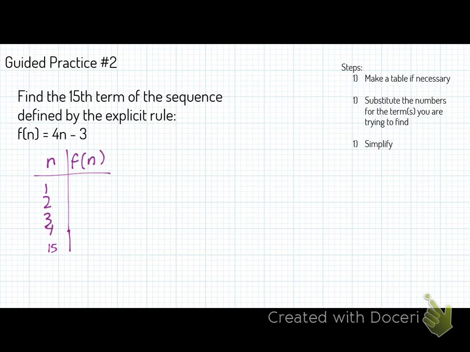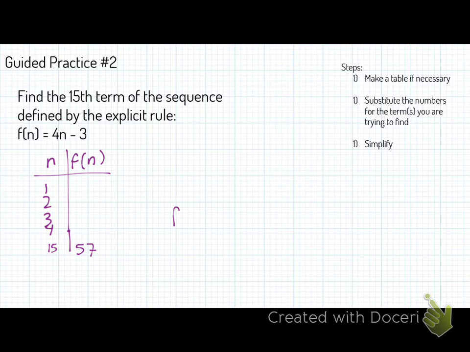This one should go very quickly, so I'll give you 30 seconds to write and then write the answer down on your iPads, okay? I'll give you another 30 seconds. So, 1 minute in your performance. Okay, 15th term. What's 4 times 15, everyone? 60 minus 3? 57, okay? So that is your answer.